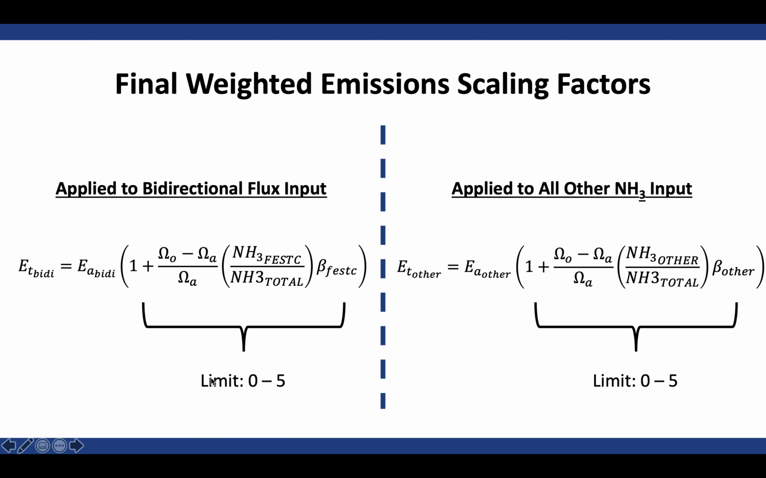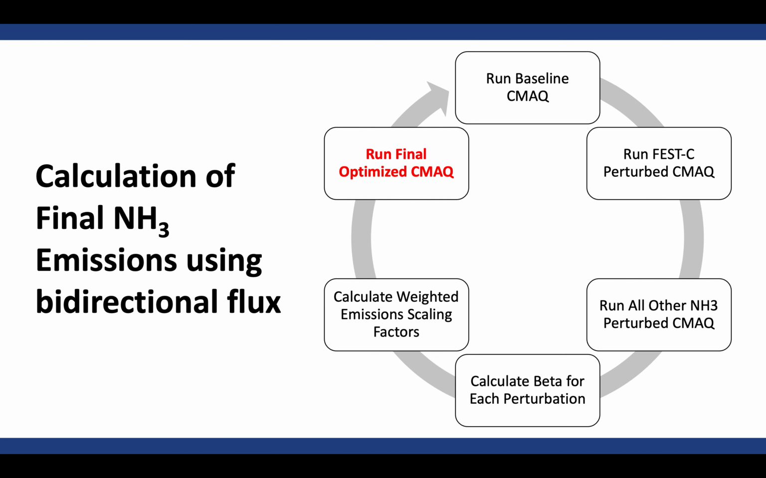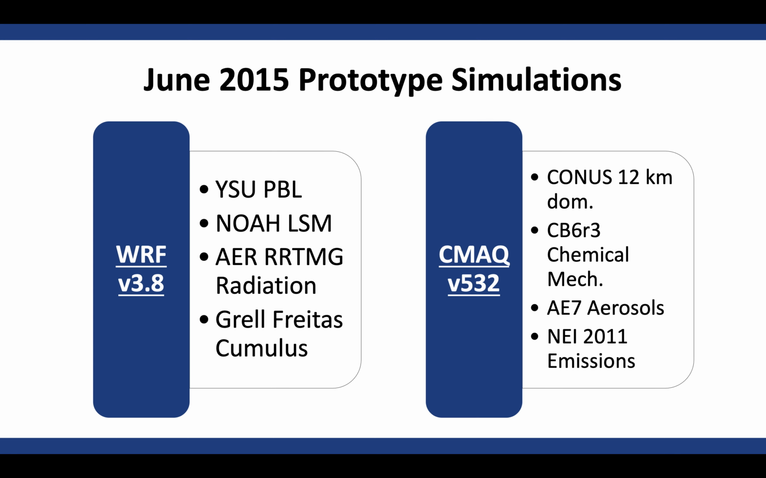Again, we are putting limits on this from 0 to 5 just to ensure that things don't go too haywire on any one iteration. Once we have that final optimized CMAQ, we can plug it back in and go through the loop again. So let's jump straight into the results now.